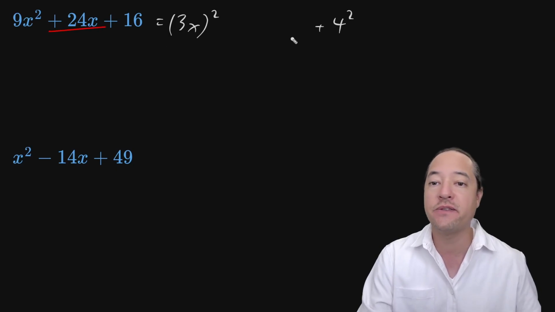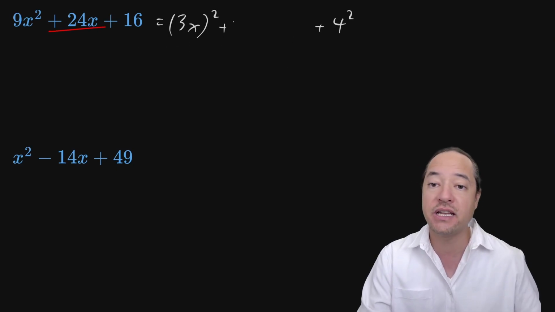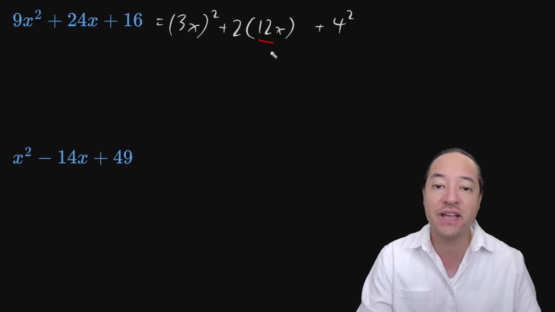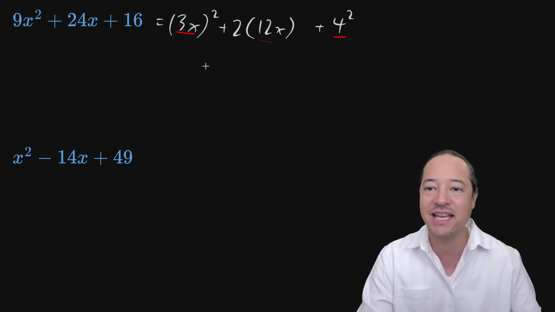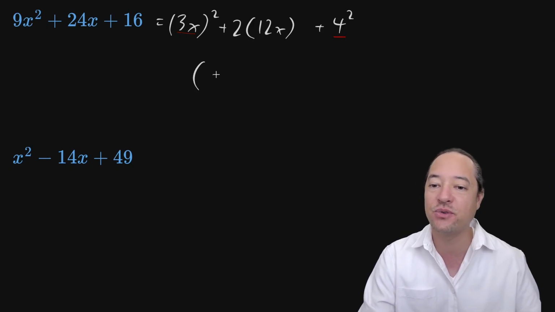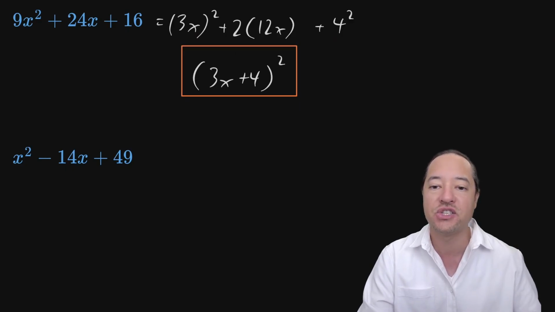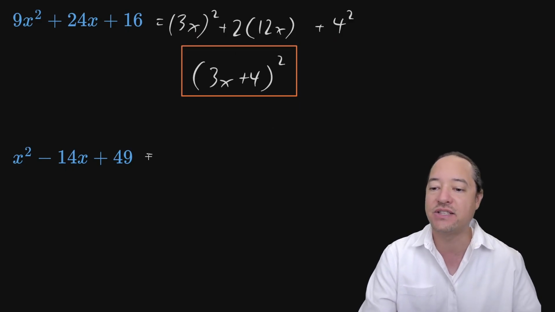Then we have this 24. If I factor out a 2, I get 2 times 12x. Is 12x the product of 3x and 4? Yes, it is. So we're able to factor this into the quantity 3x plus 4 squared, just like that. Now let's do the last one.